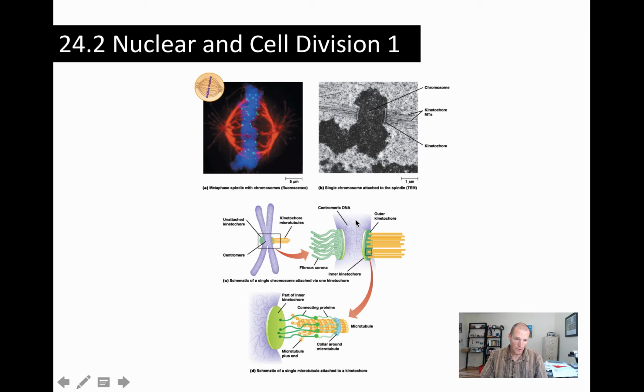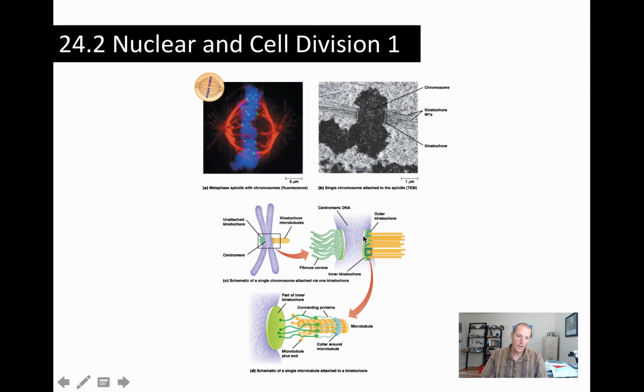We take a quick look at the kinetochore structure down here. We see the centromeric DNA, and so let's just look at the big view here. So here's a centromere sequence. Here's an unattached kinetochore on the left, and here's an attached kinetochore on the right. If we look at the unattached kinetochore, you can see these fibrous proteins, a structure called a corona.